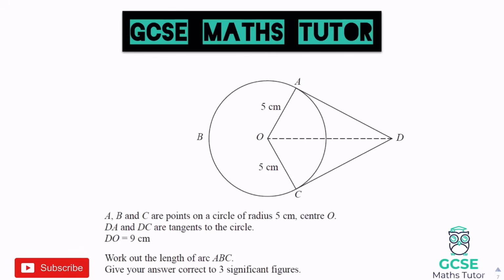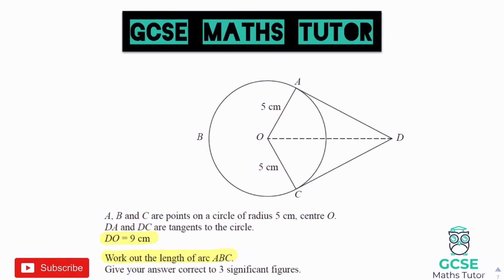Now this question says, work out the length of the arc ABC. Okay, and it gives us some information. It says that the length D to O is 9 and that these are tangents to the circle. So we've got a lot of different bits of maths going on in here. So we need to just have a look at this. Now the first line says that it's a circle radius 5. That's given to us on the diagram just there, so we don't need to worry about that.